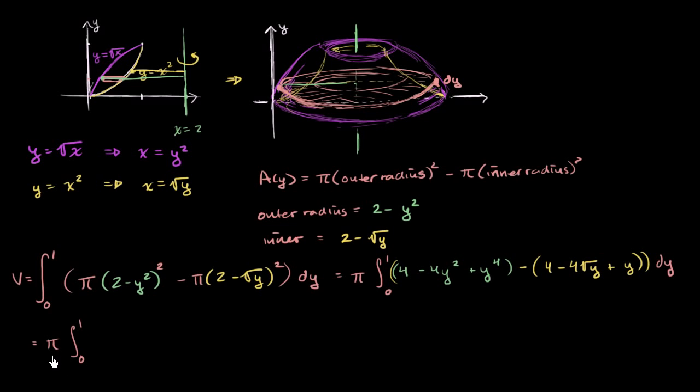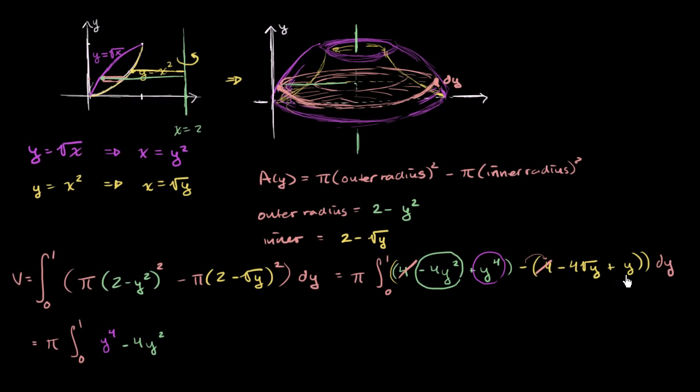So this is going to be equal to pi times the definite integral from 0 to 1. And let's see if we can simplify this. We have a positive 4 here, but when you distribute this negative, you're going to have a negative 4. So that cancels with that. The highest degree term here is going to be our y to the 4th. And the next highest degree term is this negative 4y squared. That's that one right over there.